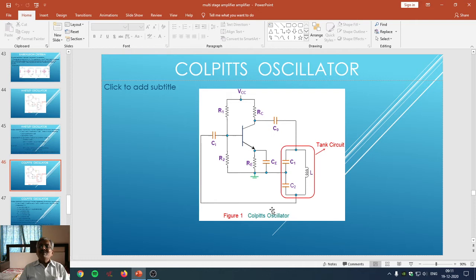When the impedance of this tank circuit becomes zero, resonance occurs in the tank circuit. Basically it is an LC circuit, so resonance occurs and maximum frequency will be generated. The same maximum frequency signal is given to the input, it is amplified by the amplifier, and that signal is made available at the collector of this oscillator. In this way, oscillations are generated in this oscillatory circuit known as the Colpitts oscillator.